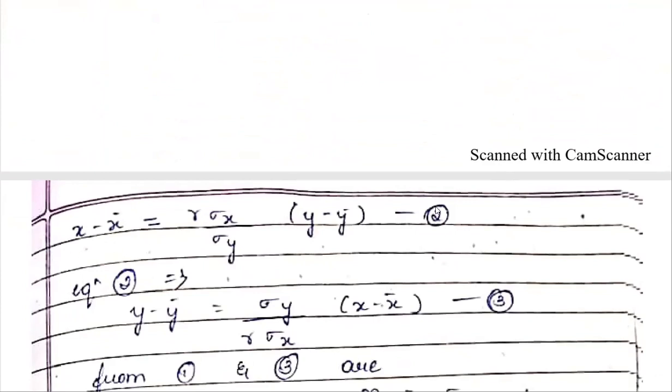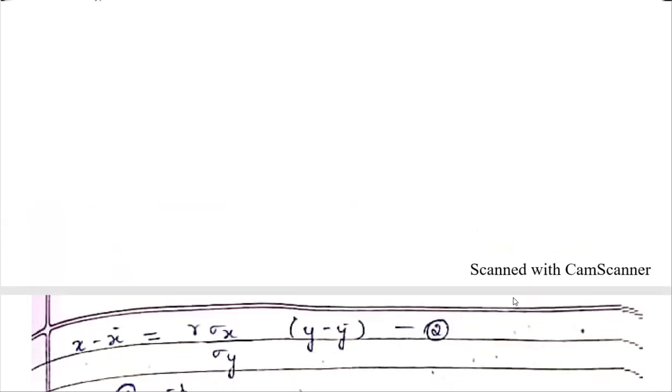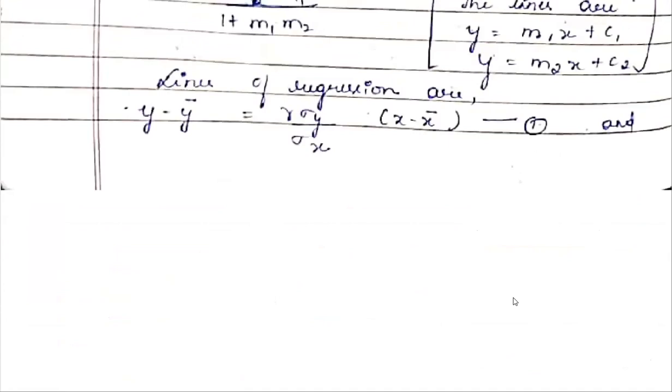I mark it as equation 2. From this, I'll find y minus y bar. Shift this term to the left side, so this will become reciprocal. So I'm shifting it here. It becomes sigma y by r sigma x into x minus x bar. So now it's in the form y is equal to mx plus c. Mark it as equation 3. So the two lines, equation 1 and equation 3, are of this form.